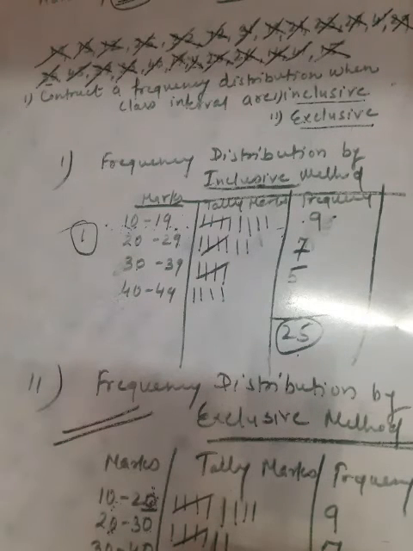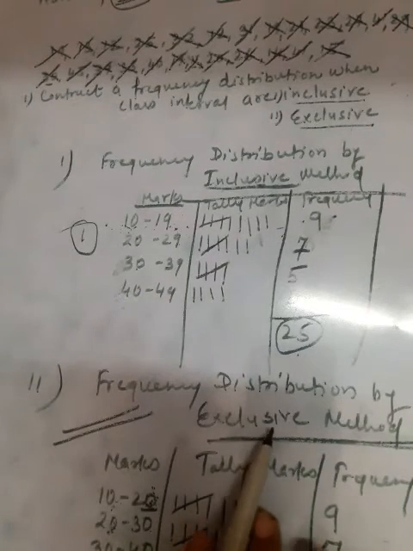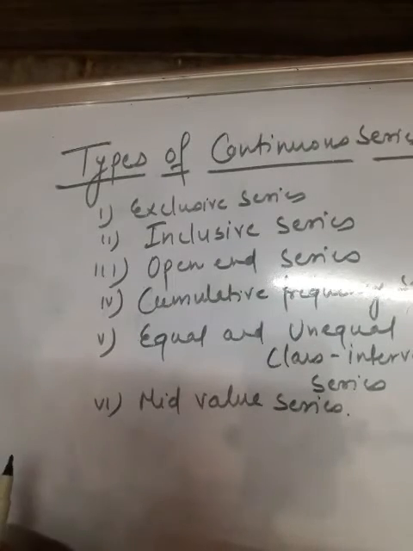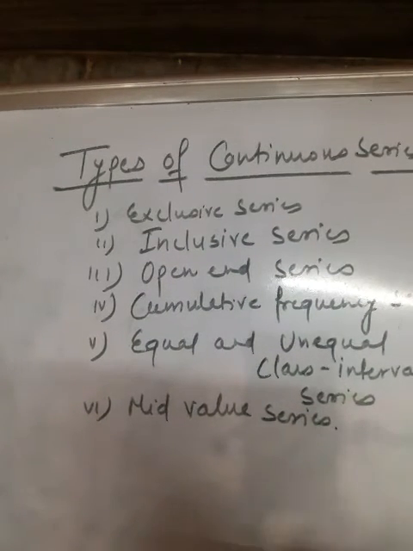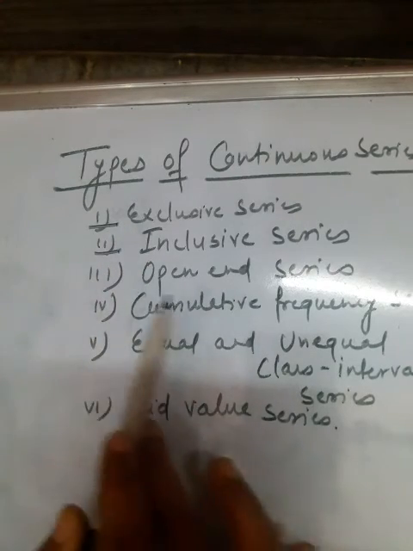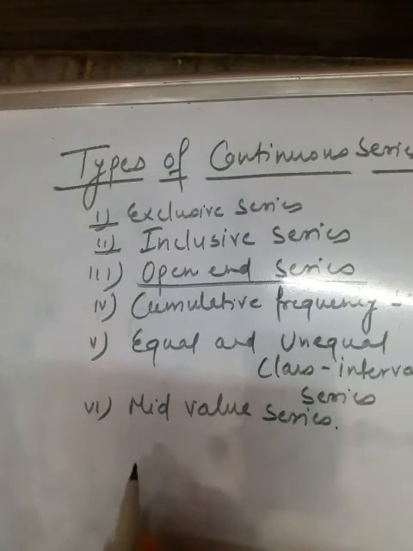Now I will discuss the next topic, types of frequency distribution. Two types I already discussed. First is inclusive and second is exclusive. These types are most important. Now I will discuss the next one, that is open-end distribution. Students, in the types of continuous series I discussed exclusive and inclusive. Now open-end series. What is open-end series?